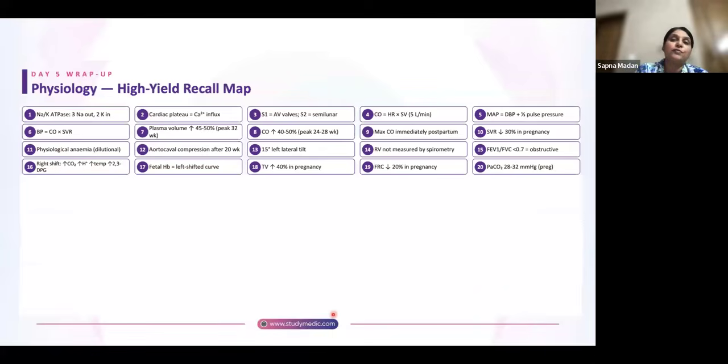Fetal hemoglobin shifts the curve to the left. So that means it is having more affinity for oxygen. It will pick up maximum of the oxygen that it needs for its functioning.